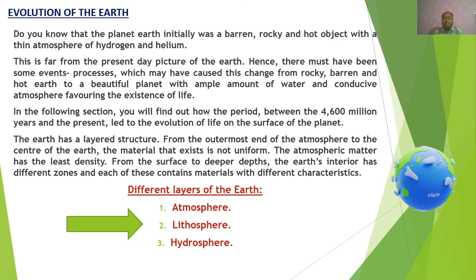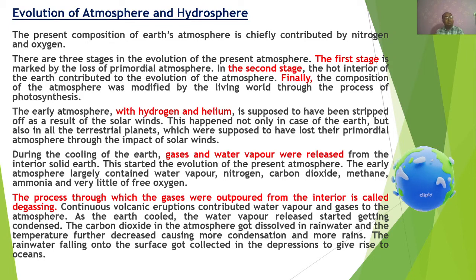The Earth has a layered structure. From the outermost end of the atmosphere to the center of the Earth, the material that exists is not uniform. The atmospheric matter has the least density. From the surface to deeper depths, the Earth's interior has different zones and different densities. So, in present day Earth, we have three distinctive layers: atmosphere, lithosphere, and hydrosphere. So the evolution of the atmosphere and hydrosphere is very easy.